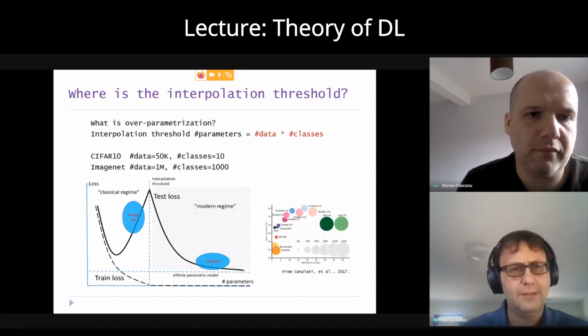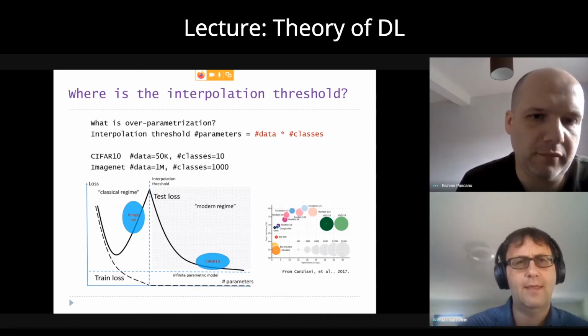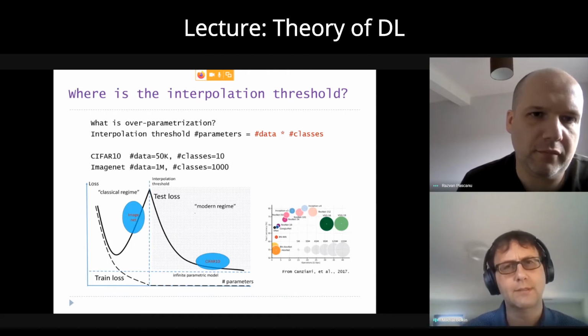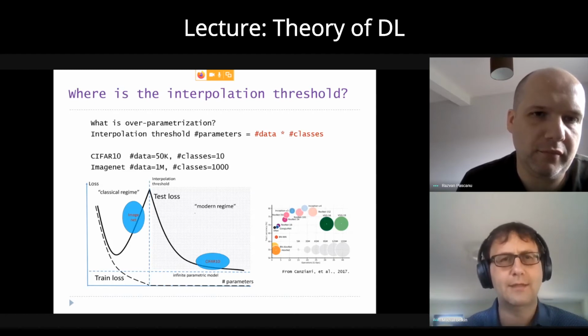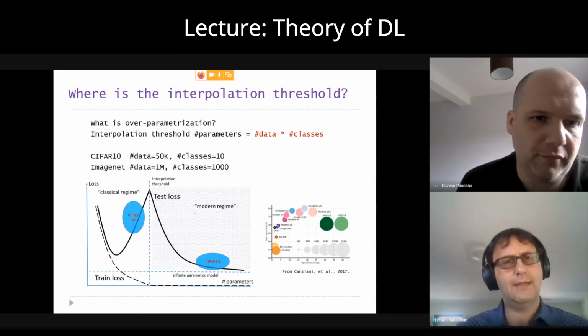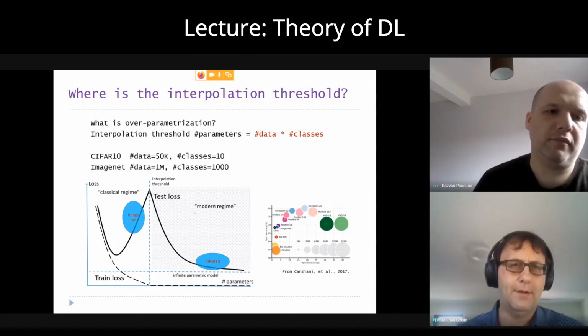Now, where is the interpolation threshold? I just would like to point out one thing. The interpolation threshold is really the number of parameters equal to the number of data times the number of classes. Strictly speaking, number of classes minus one. Doesn't matter. So for CIFAR-10, when you have 50,000 data points and 10 classes, it's about 500,000 parameters. And most modern neural networks have more than that. So we are always over-parameterized there.